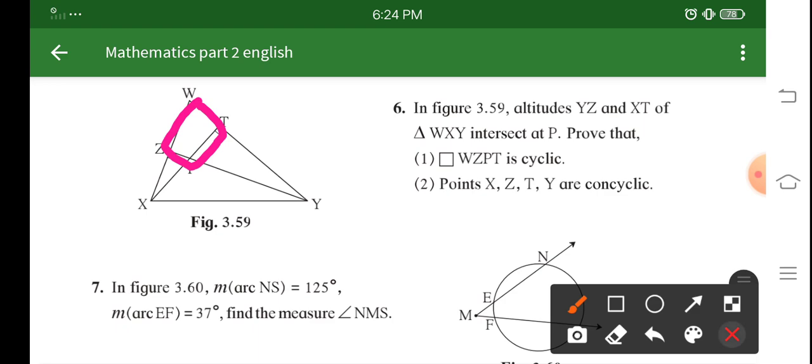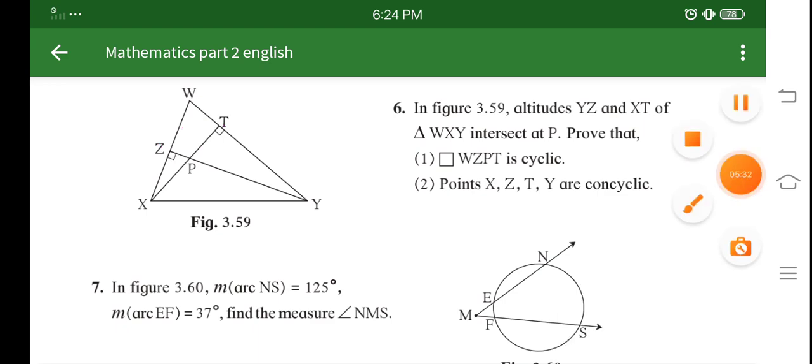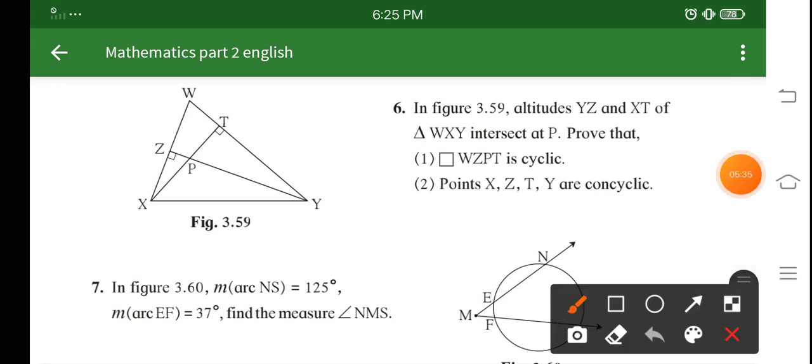So can you see over here this angle? Right, this Z is having an altitude, that means this is 90, and this T is also an altitude, so this is 90. So 90 plus 90 will get 180, so this is opposite, so we can say that this is cyclic, right? Okay, so this we can just prove.